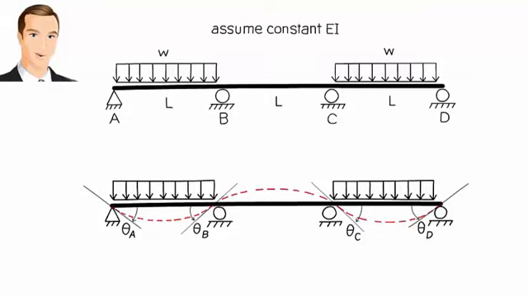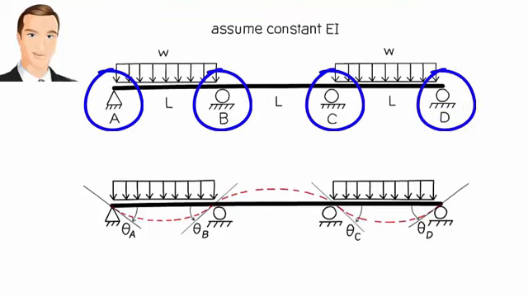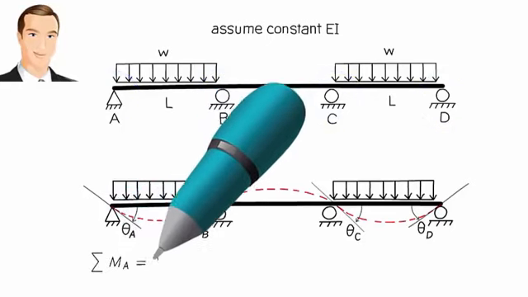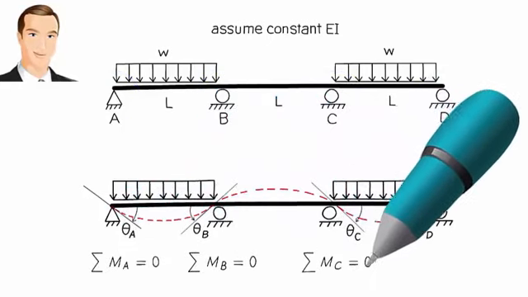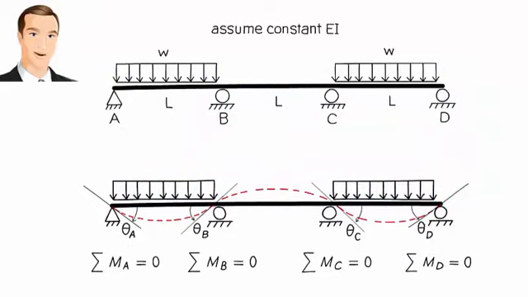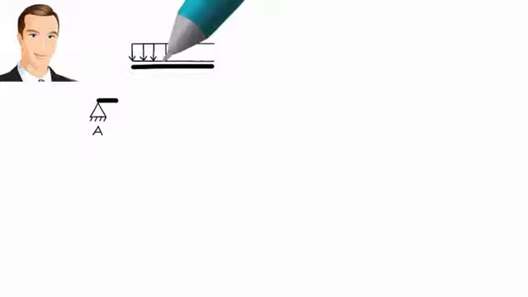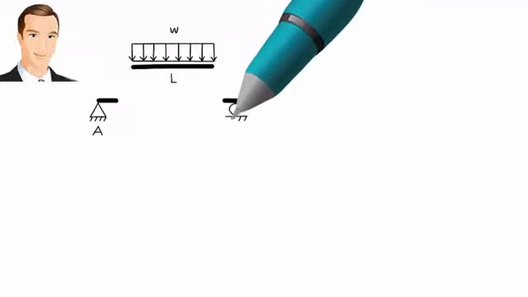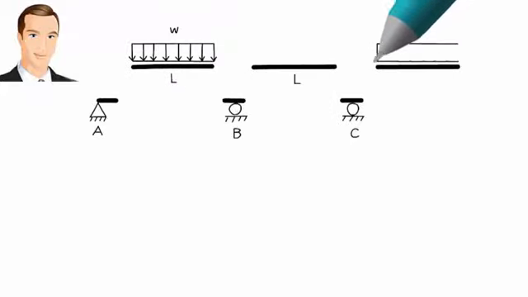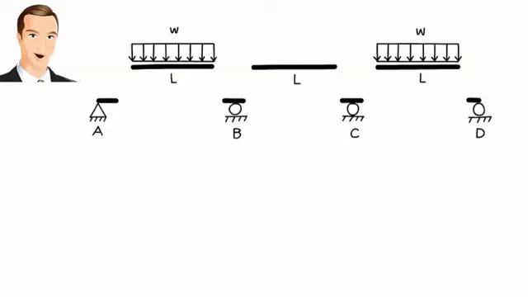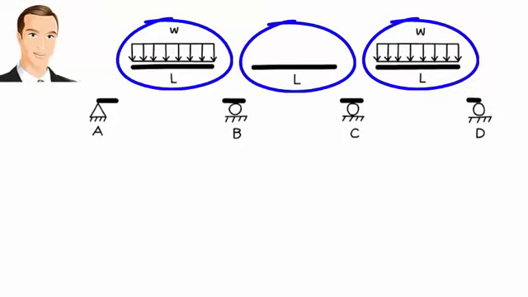Since each joint has to be in equilibrium, the sum of the moments at A, B, C, and D must be zero. So the equilibrium equations are: To write these equations, we start by isolating the joints like this. Note the three beam segments.